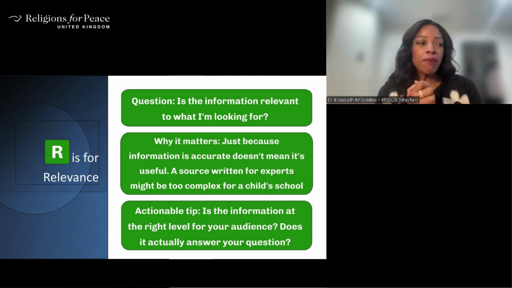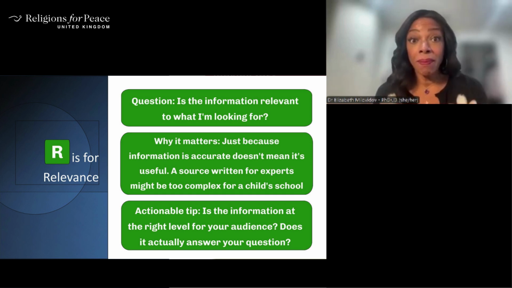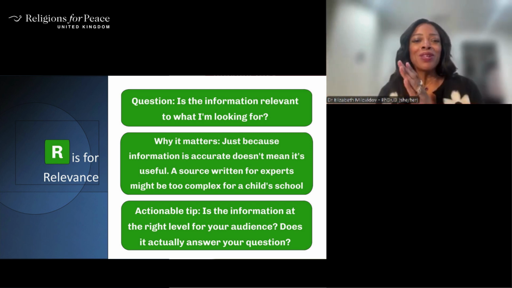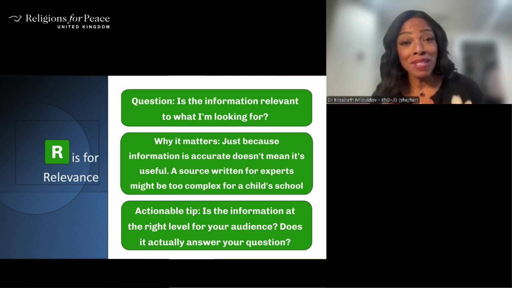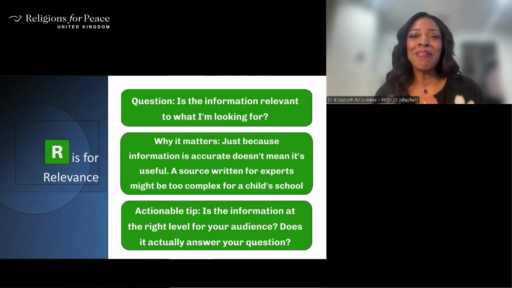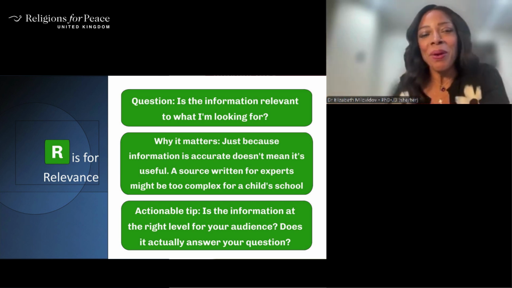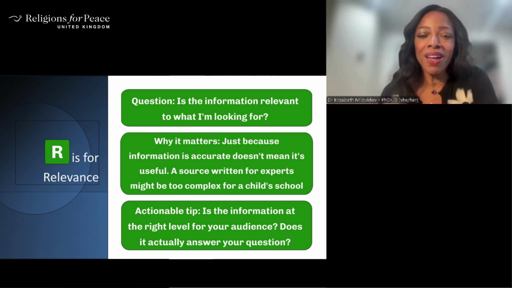So why does that matter? Because just because information is accurate, it doesn't mean that it's useful. So again, my example with the pizza recipe, just because we get a great recipe for pizza from a five-star restaurant doesn't mean that it's going to be useful to me, because I don't have those wonderful, expensive ingredients to make my pizza margherita. So a source written for experts might be too complex for a child's school project. I don't know if there are any educators on the line. I know for myself, being a professor, that sometimes you can tell when the kids are using resources that are way too complex, because there's no way they could ever write in that manner. So it's the same thing with what we're looking for online.